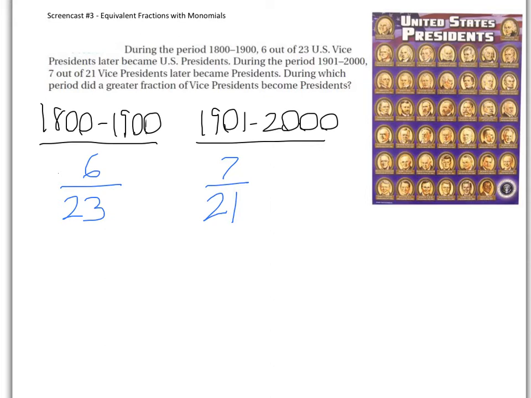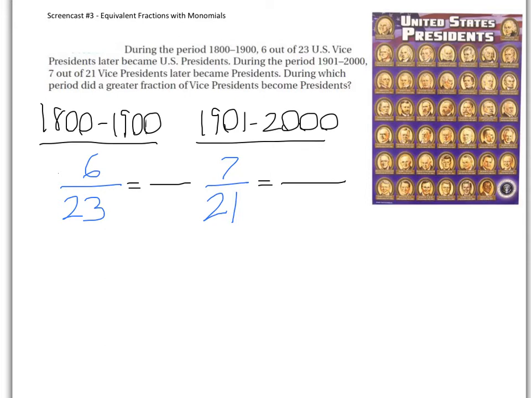During which period did a greater fraction of vice presidents become presidents? Well, it's kind of hard to compare the fractions right now unless we change them a bit so that they have their equivalent fraction form. In order to do that, we have to find out what each of these fractions are equal to. We have to make two equivalent fractions, but here's the kicker. Both of these new equivalent fractions have to have the same denominator, what we call the lowest or least common denominator. That's right, the LCD.